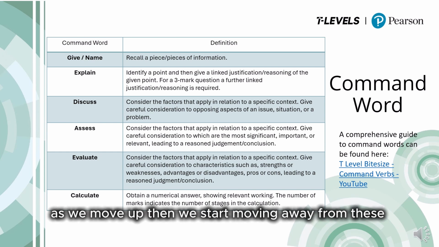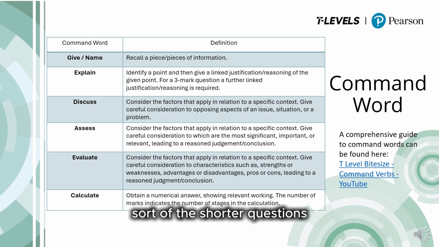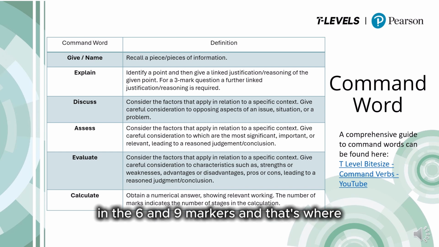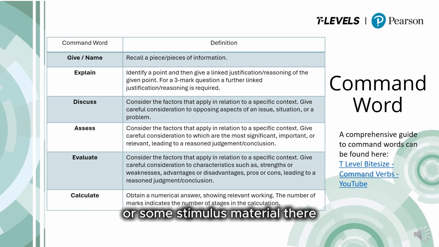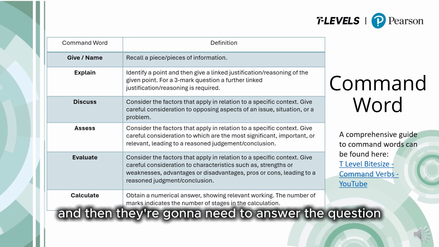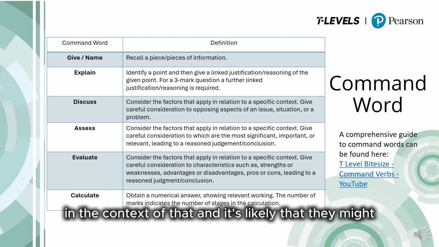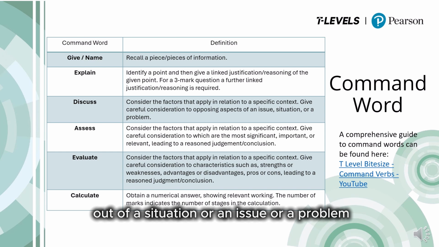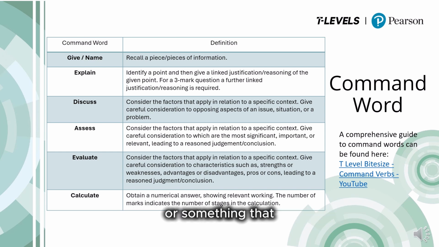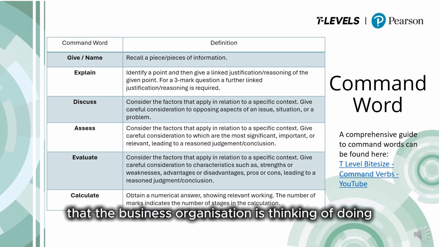As we move up, we start moving away from the shorter questions, maybe the medium response, and we start moving into the 6, 9 and 12 markers. So you might see discuss in the 6 and 9 markers, and that's where students are going to be asked to consider the factors. They're going to get their case study or some stimulus material, and then they need to answer the question in the context of that. It's likely that they might have to give careful consideration to opposing aspects of a situation or an issue or a problem or something that the business or organisation is thinking of doing.